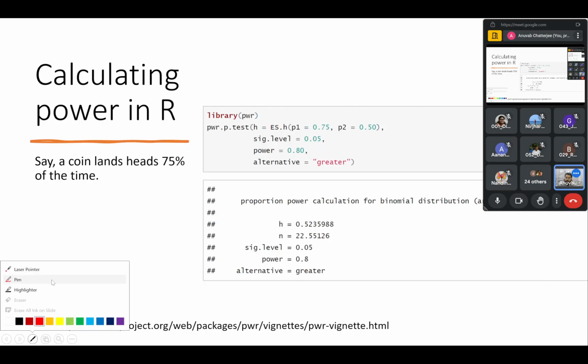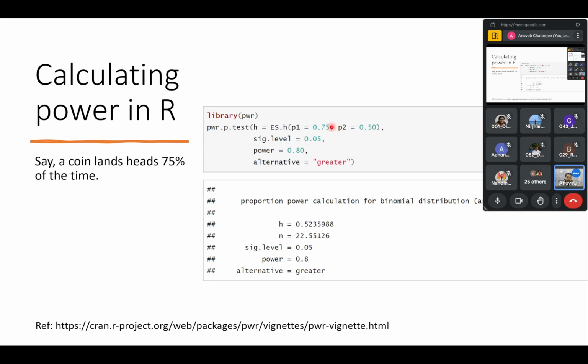So here there are a lot of parameters. I will just go through them one by one. So this P1 being 0.75 and 0.50, you remember that in our coin toss the ideal probability was obviously 50%, and the probability that we got by having 62 heads out of 100 was obviously 0.62.